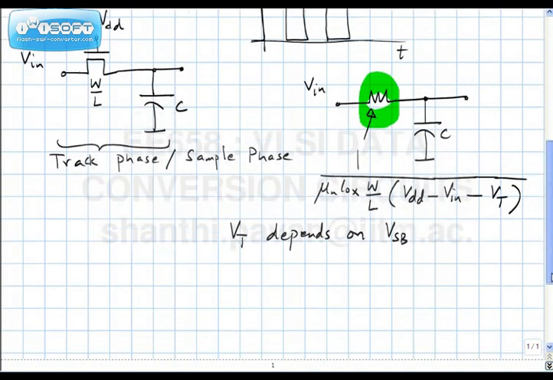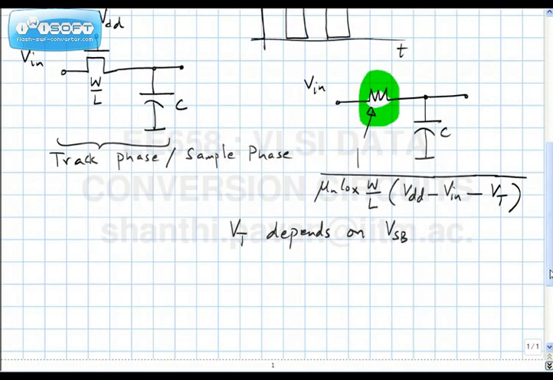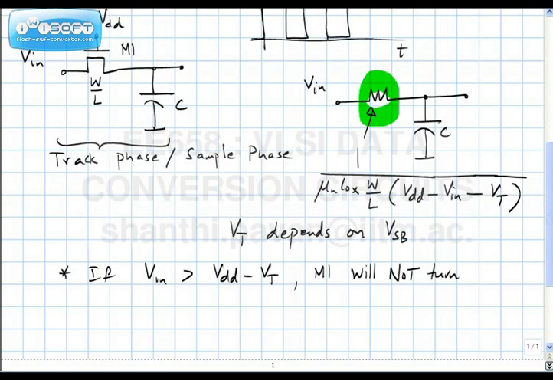So what happens when the input becomes high? Is there a limit on the input? Clearly, if Vin becomes greater than VDD minus VT, the transistor, let me call that M1, will not turn on at all. So clearly that's not a good situation.